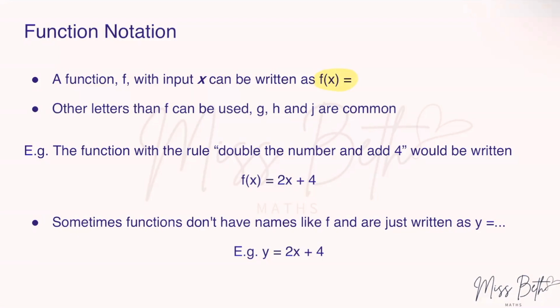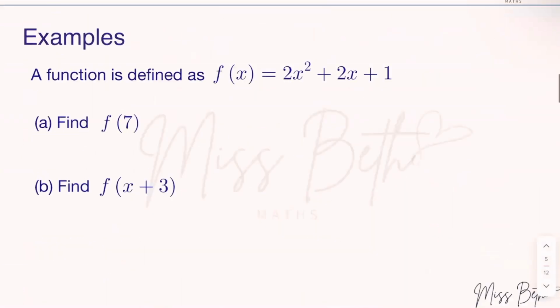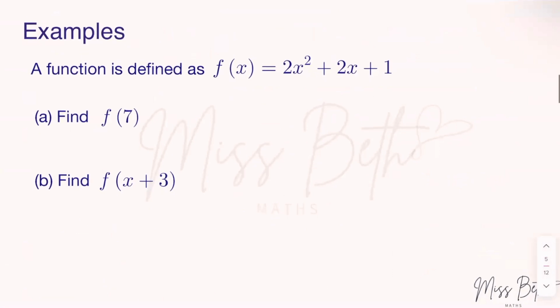So for example, the function with the rule double the number and add 4 would be written as f of x is equal to 2x plus 4. And then, of course, sometimes functions don't have names like f, and they are just written as y equals. So I just put this in as a reminder that f of x is the same as y equals, okay? And they are interchangeable.